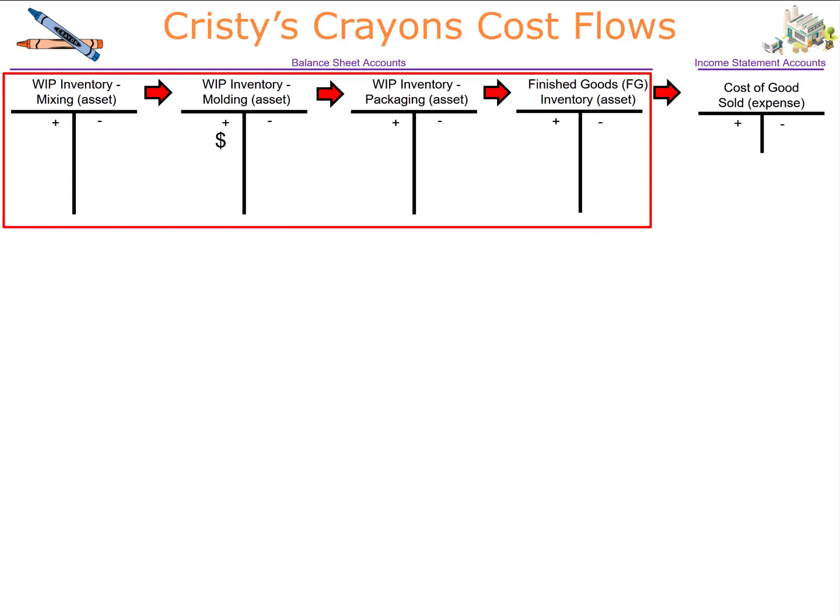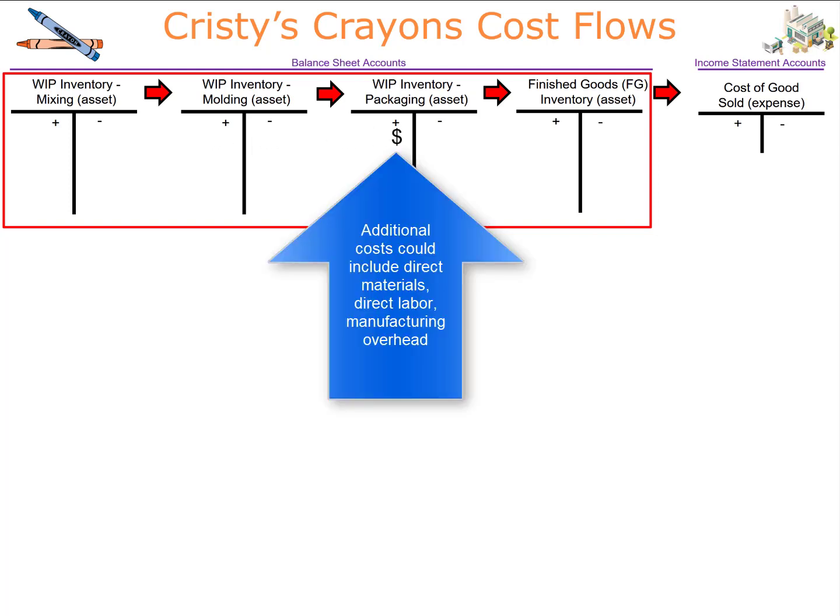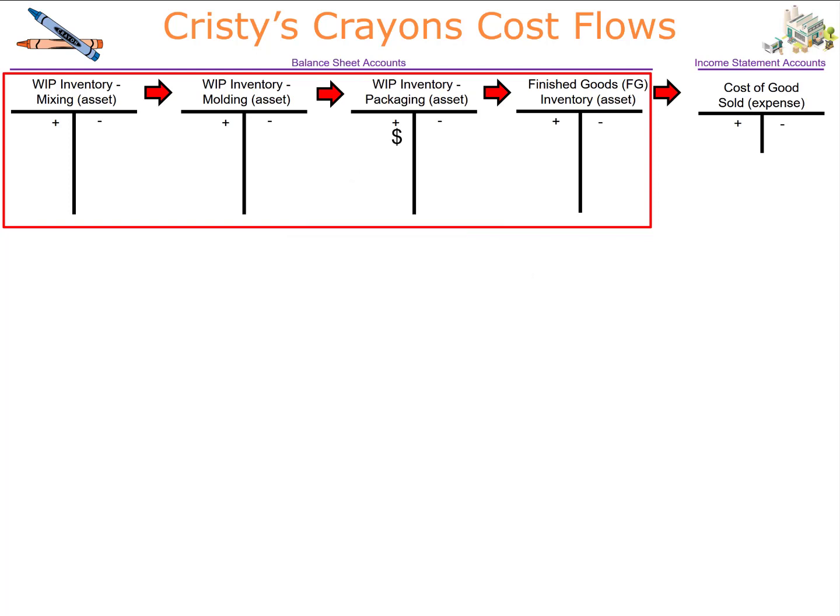They then move to the packaging department, where the wrapper is placed on the crayon. The wrapper would be direct materials. Other costs that would accumulate on the debit side of the account would be direct labor and additional manufacturing overhead. Then the crayons and their costs move to finished goods when the crayons are completed. And then when sold, the costs are transferred out of finished goods to cost of goods sold.